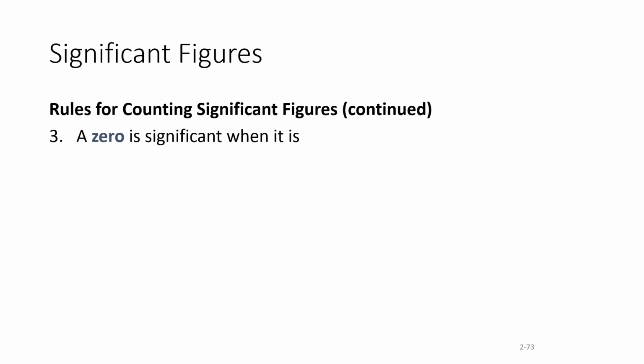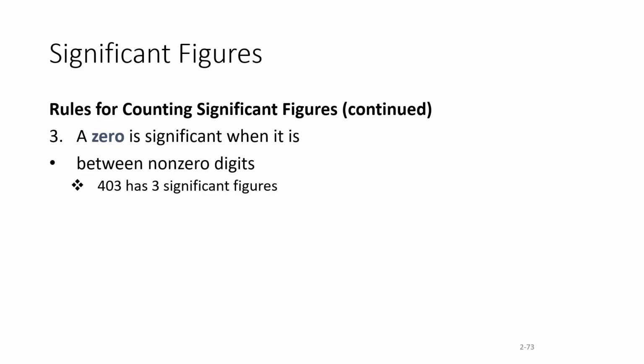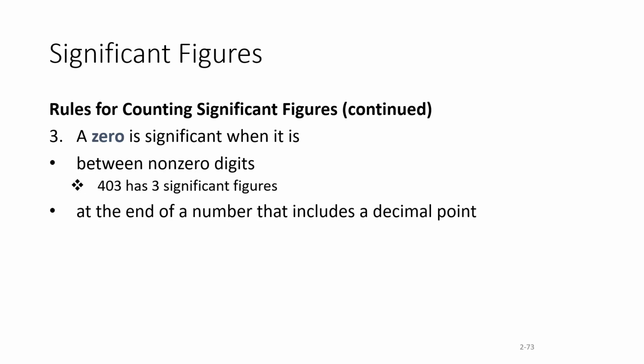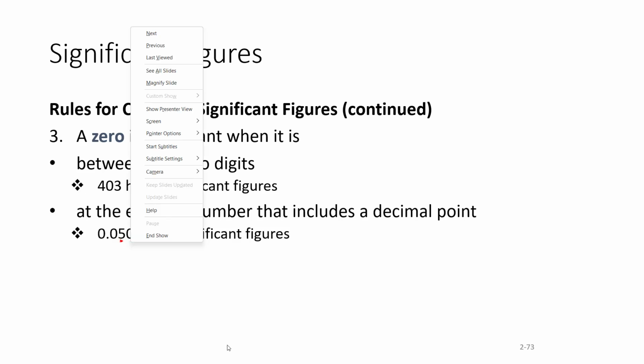Zeros are not always going to be significant, but a zero can be significant when it is between non-zero digits. So 403 has 3 significant figures because that 0 is sandwiched between non-zero digits. A zero at the end of the number that includes a decimal point is significant. 0.050 has 2 significant figures. The significant figures are not the first 2 leading zeros. The 5 and the 0 are the significant ones.